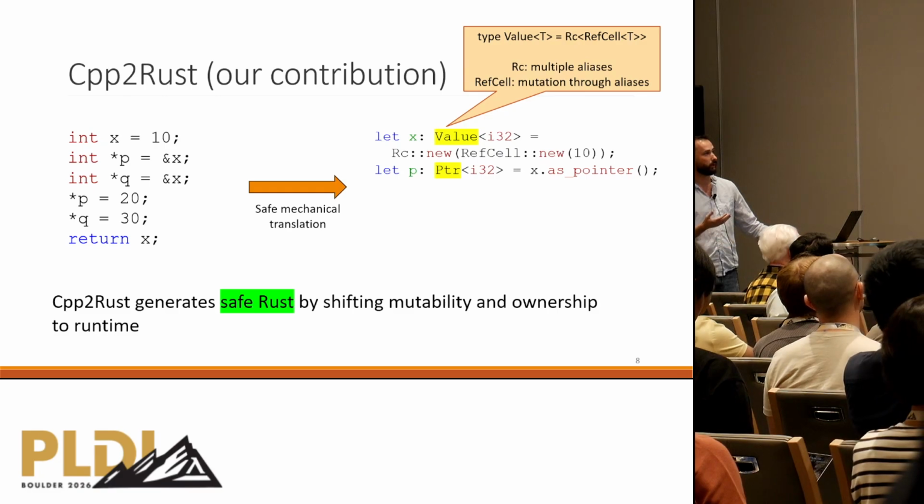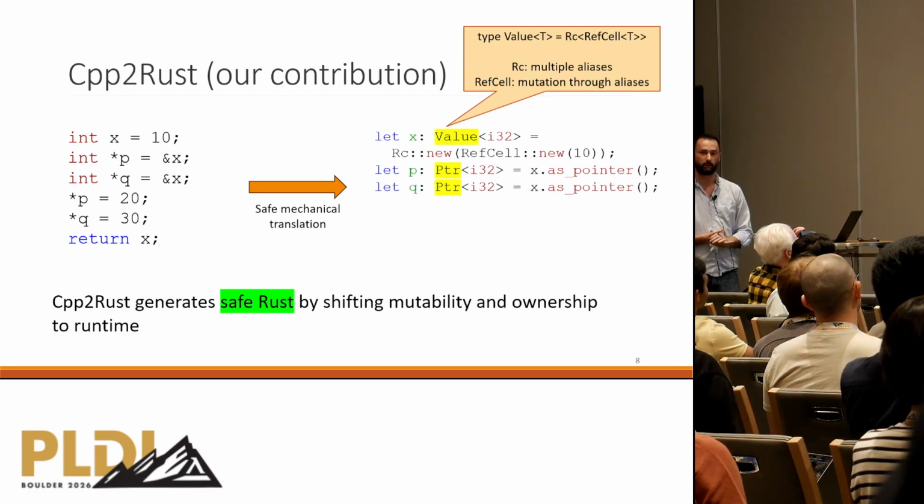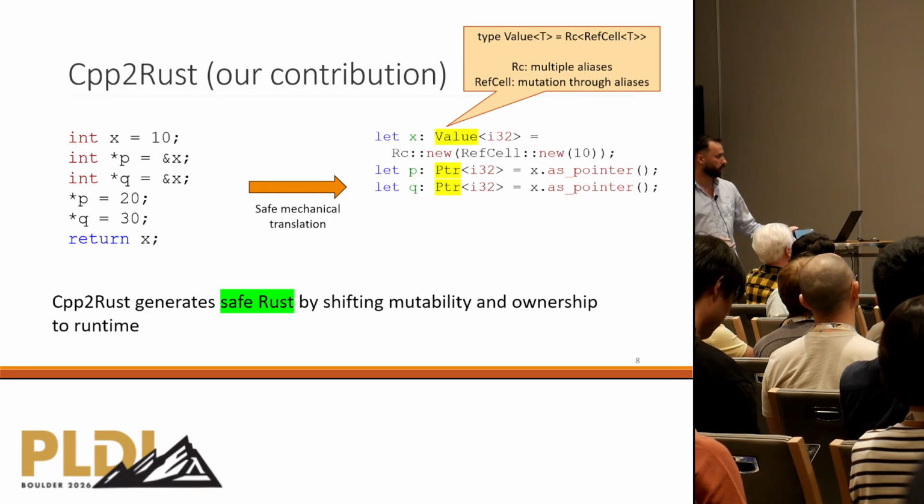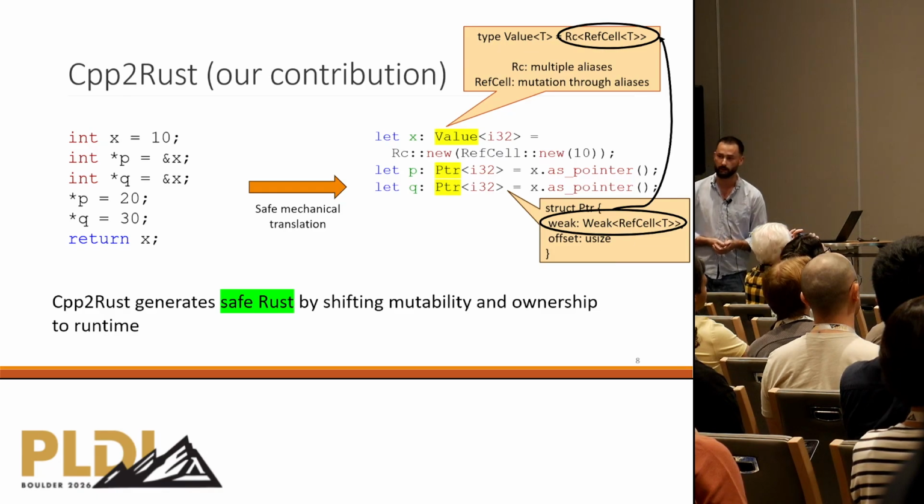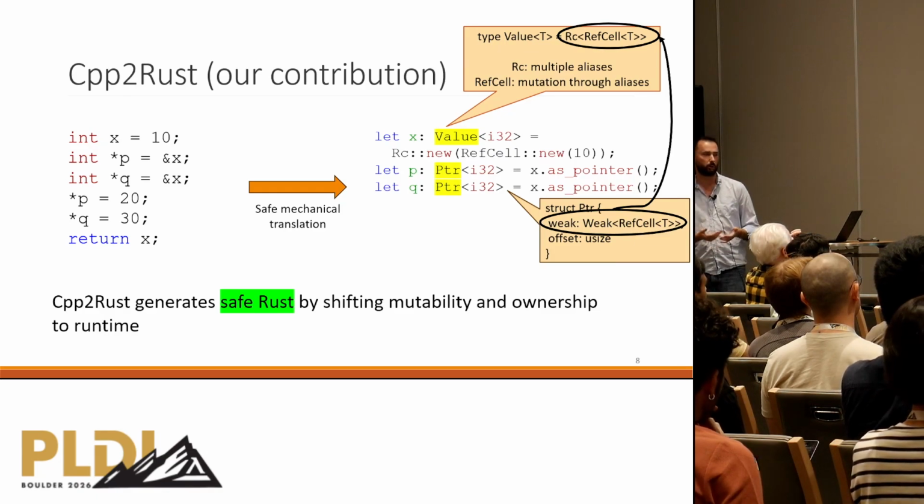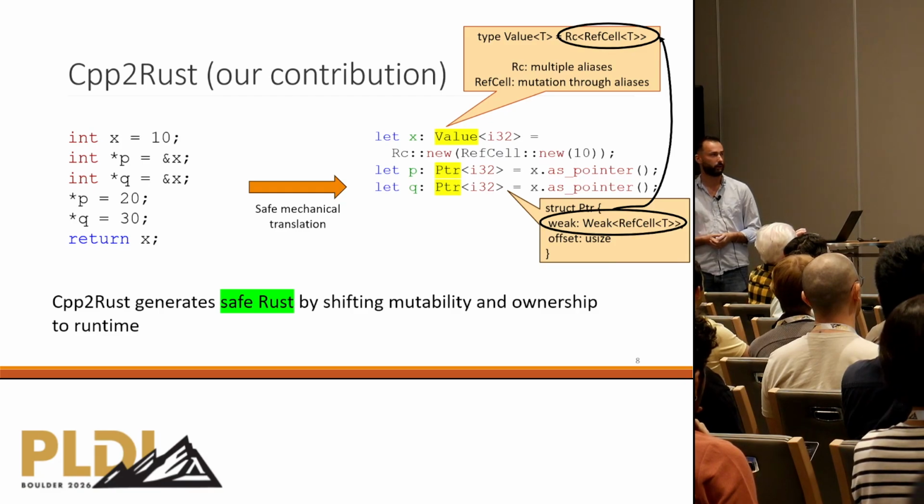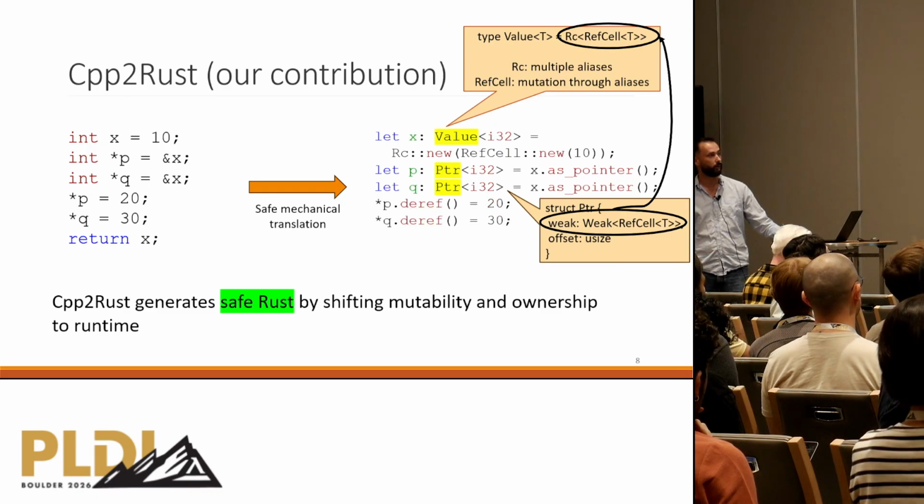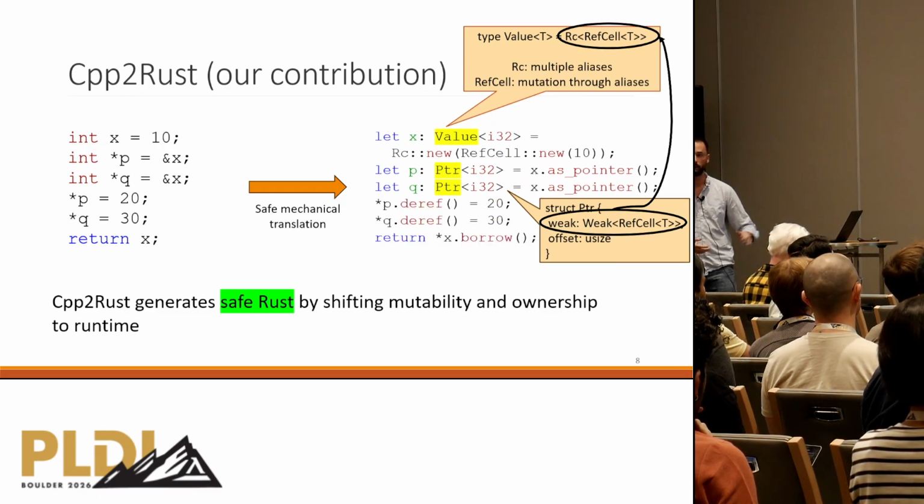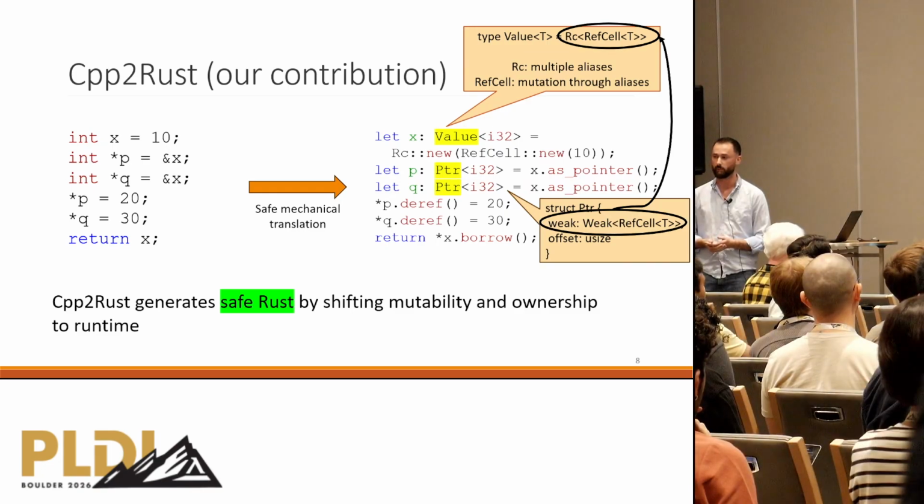Besides this, we create a new type called Ptr, pointer, which is just a nice addition over the Value model because it keeps a weak reference to an already existing Value. And it also supports generic pointer operations, such as taking the address of a Value using as_pointer and dereferencing the Value. And here inside deref is where the interesting things happen.